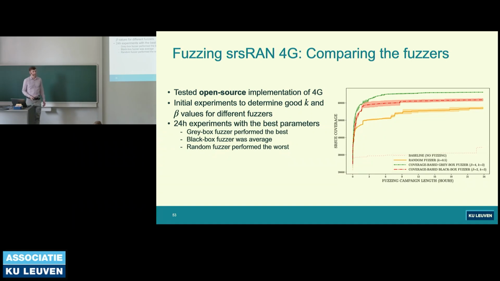It doesn't really take into account any feedback. It uses constant mutation probabilities. And then during this fuzzing, I also found 7 vulnerabilities in the open source 4G stack implementation, which were 6 crashes, 1 hang, and 4 of them were buffer overflows.